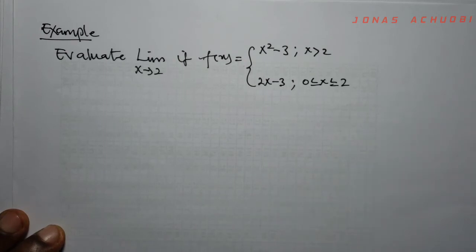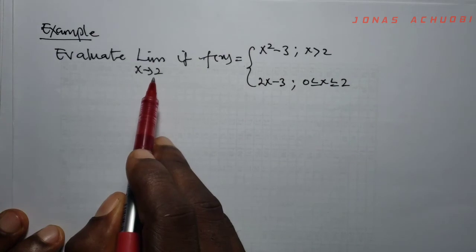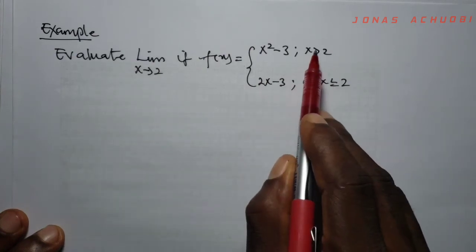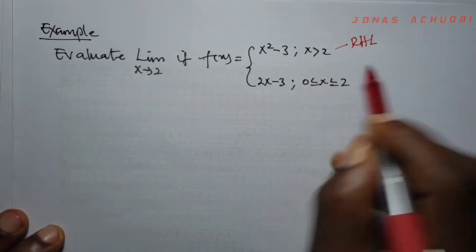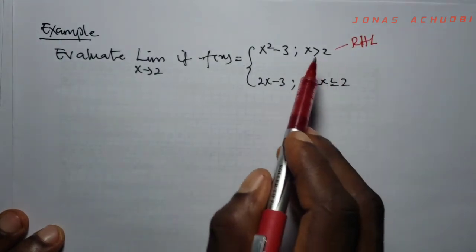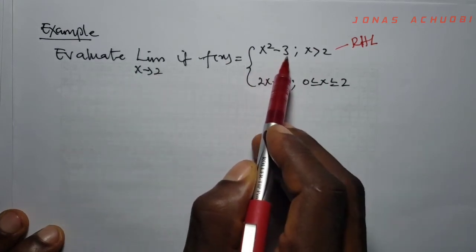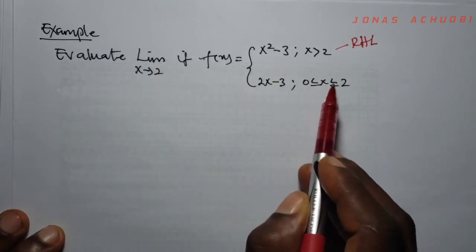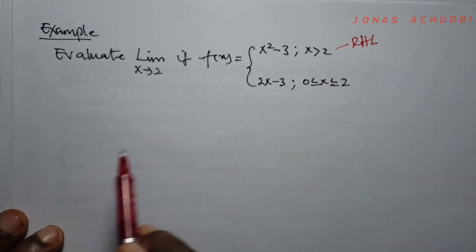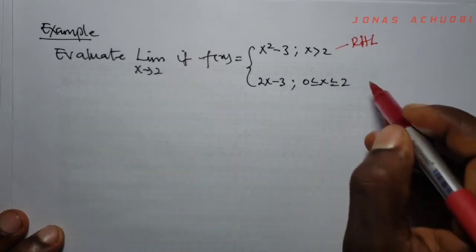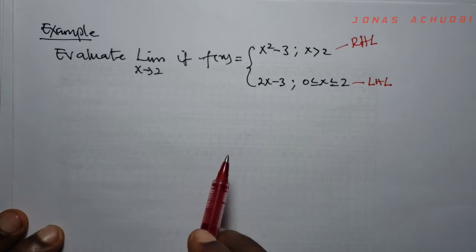What we should take out of this is this. We are investigating the limit as x tends to 2. So when you say x is greater than 2, this means right hand limit. That's the right hand of 2. So when evaluating the right hand limit for this function, we shall use the function x squared minus 3. And when you say x is less than or equal to 2, that means you're looking at values on the left of the point 2. And this is what we're going to use to evaluate the left hand limit of this function.